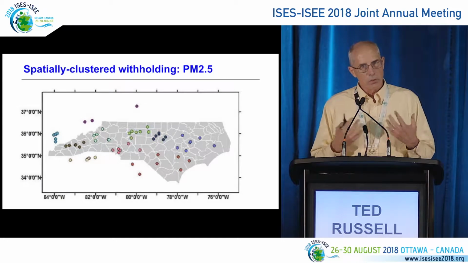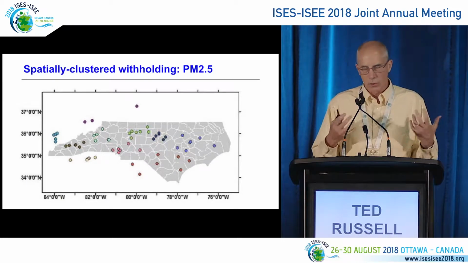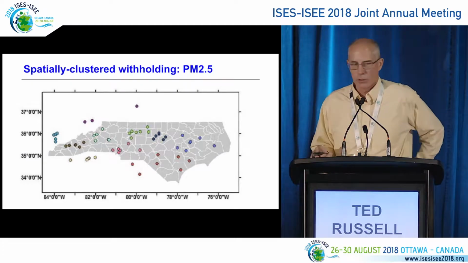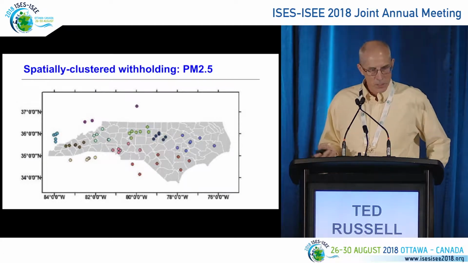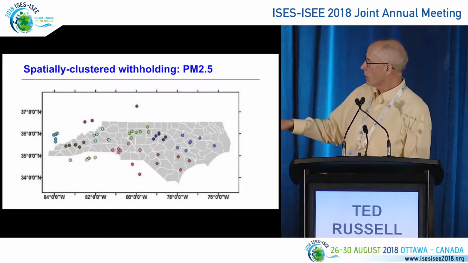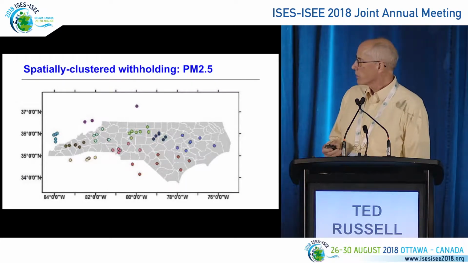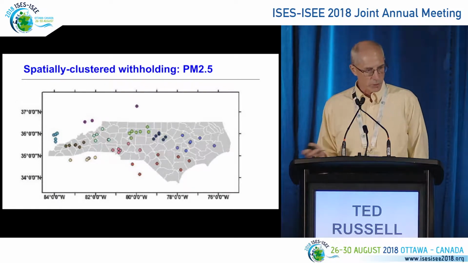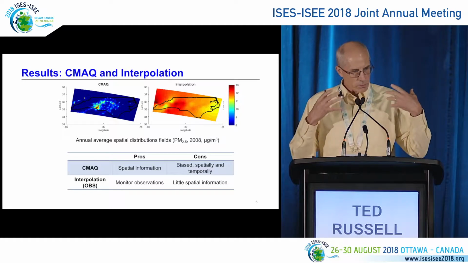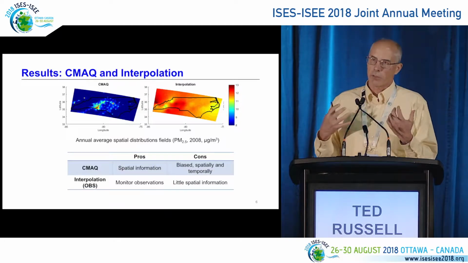For things like sodium and these other metals and SO2, you just don't have enough monitors in our domain to do the spatial withholding. So when I talk about it, that's how we've grouped them. You can see different colors in terms of where the monitors were, different urban areas, et cetera. So what we've done, again, is we've fused CMAQ with interpolated results.